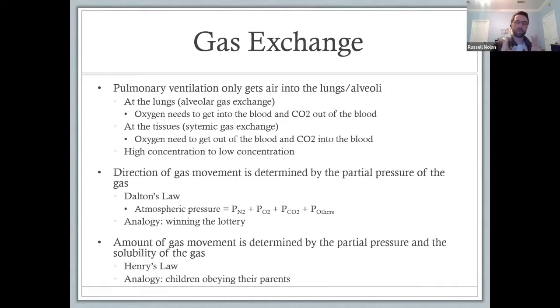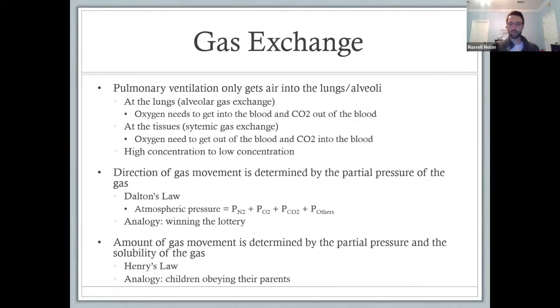If you have your own kids, you probably know this very well. If you have at least two, you can give one command to one child and she does it immediately. And you could give the same command to your other child and she will stare at you and yell no. So even though you are the same authority figure, you are applying the same partial pressure, the same concentration gradient, the same pressure gradient to both children, they both respond differently because they have different agreeablenesses, or in this case, solubilities.